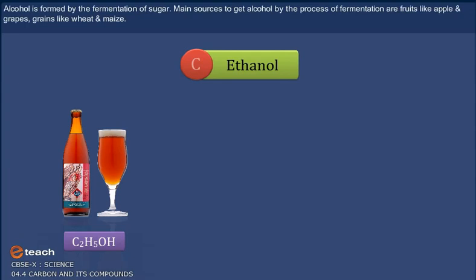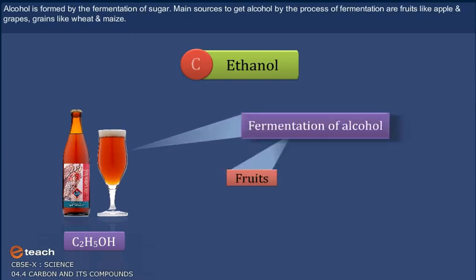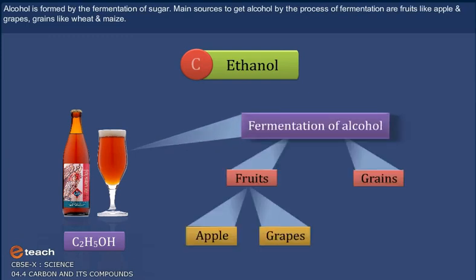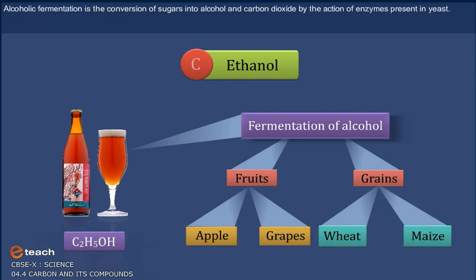Alcohol is formed by the fermentation process of sugar. Main sources to get alcohol by fermentation process are fruits like apples and grapes, grains like wheat and maize. Alcoholic fermentation is the conversion of sugars into alcohol and carbon dioxide by the action of enzymes present in yeast.